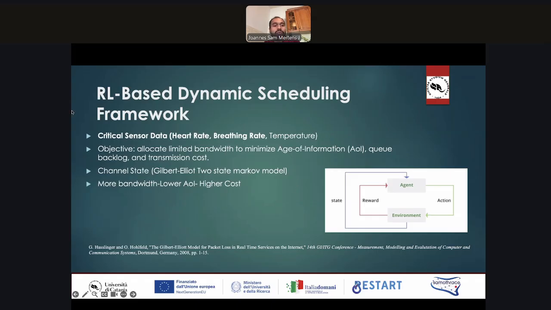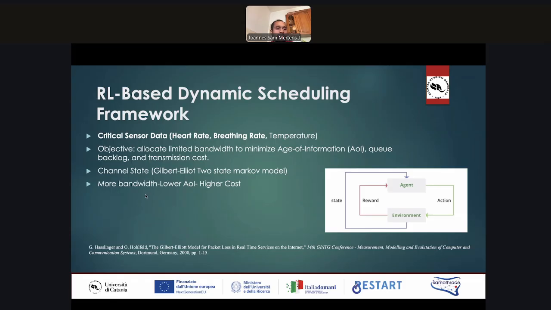We were also considering a channel state model, the well-known Gilbert-Elliott Markov model, which has a good state and a bad state. So we considered the bandwidth, the age of information, and the channel model. The agent will consider all these factors and has to take an action of sending either the heart rate, the breathing rate, or the temperature data.